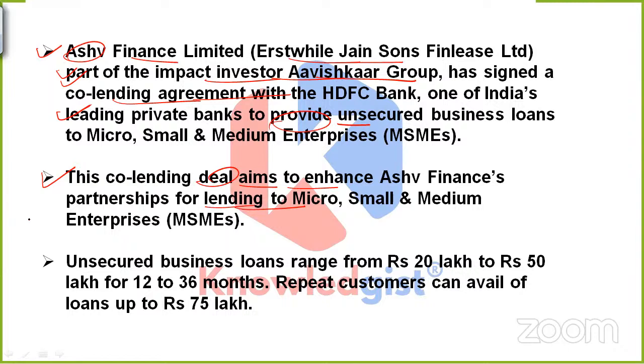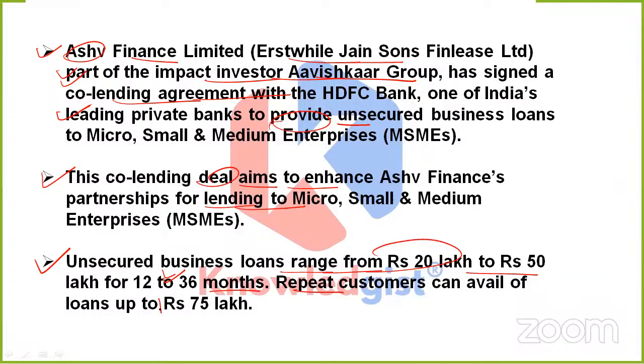And if we talk about how much loan is being provided, unsecured business loans range from rupees 20 lakh to rupees 50 lakh. The time period they are provided for is from 12 to 36 months. And repeat customers can avail of loans up to rupees 75 lakh.